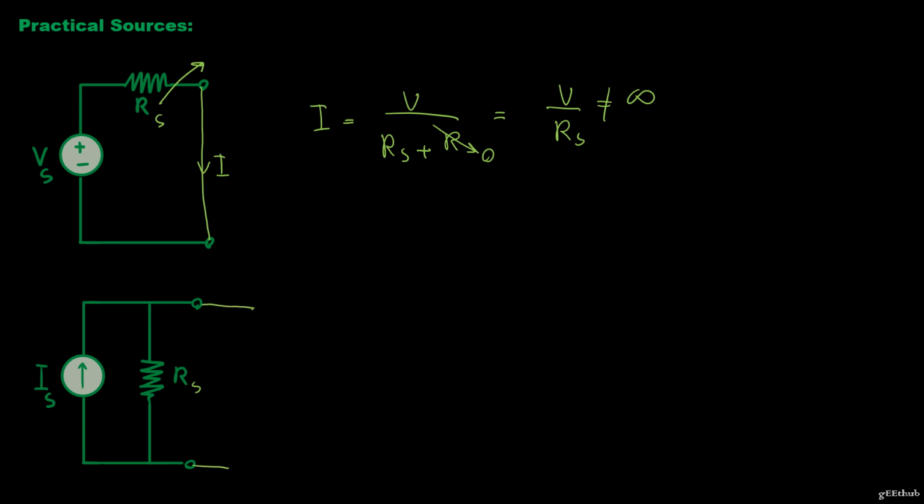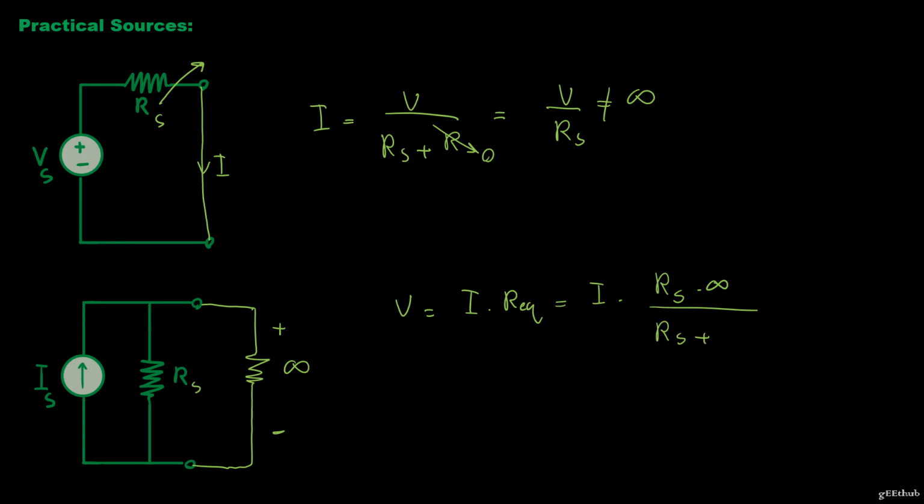If I had opened my current source, and that means connecting it to an infinite resistance, now the voltage across it is going to be I times R equivalent, and parallel resistances are going to do this. We're going to have I times R source times infinite divided by R source plus infinite. So this is going to be equal to infinite, and it's going to cancel out with this top infinite, and we're just going to have I times RS.